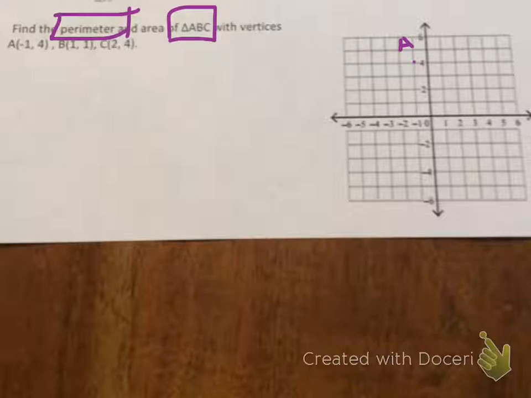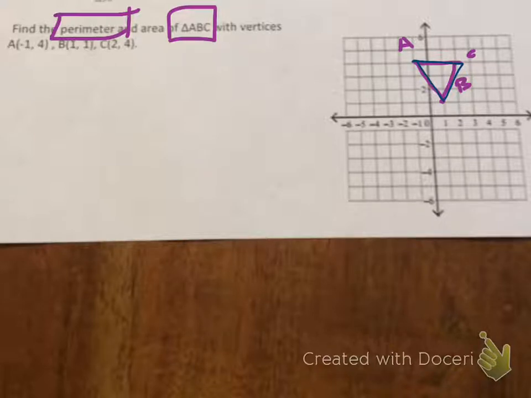Then we're going to do B, which is 1, 1. And then we're going to do C, which is 2, 4. So right here. So my triangle actually comes through those ordered pairs like this. Now you guys, in order to find the perimeter or the area of this, I actually have quite a bit of work to do because I got to find the distances between these points right here. So I'm going to have to put all of those through the distance formula in order to do that.